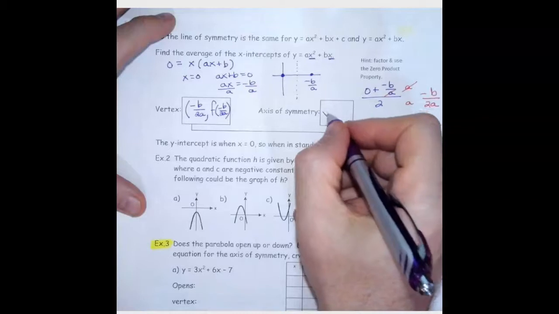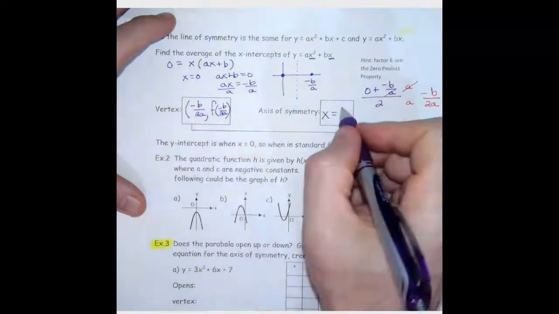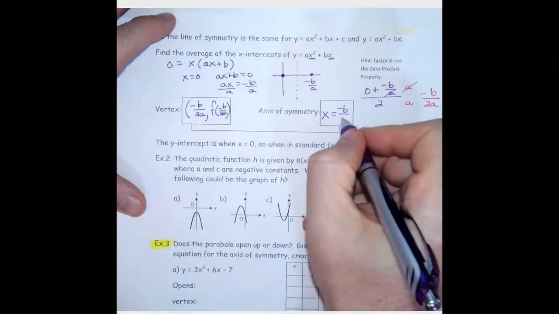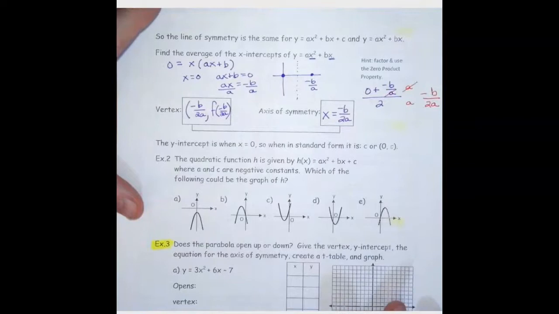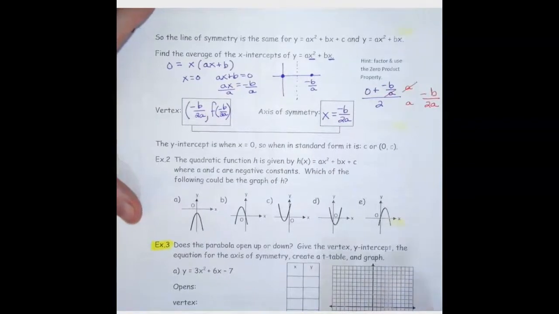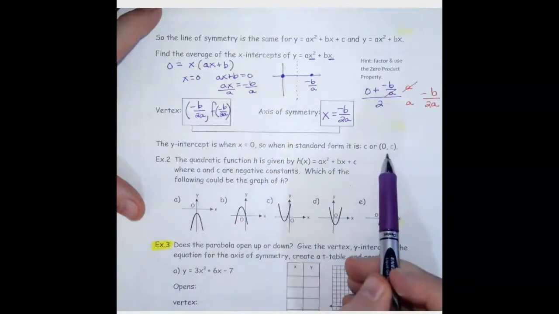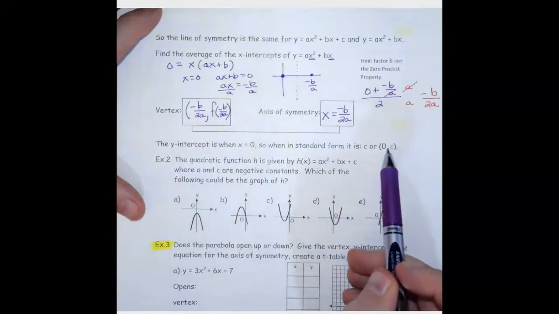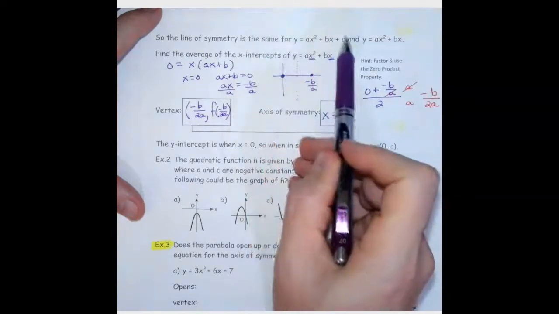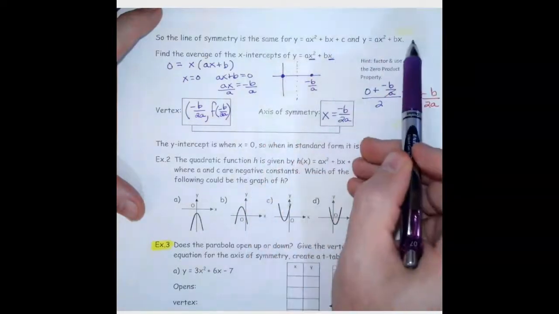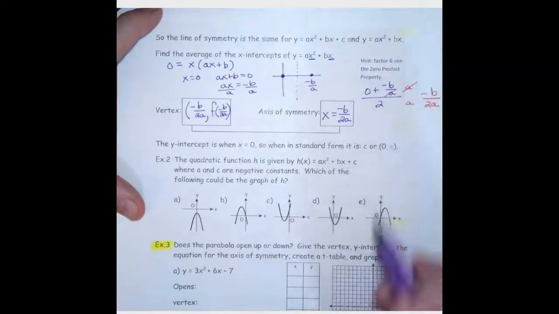Now your axis of symmetry is always going to be x equals whatever the x-coordinate of the vertex is. So that's something we need to memorize. The y-intercept is when x equals 0. So in standard form, then that's going to be c. Because if we plug in 0 for x, then y equals c. Unless c equals 0. Well, still, y equals 0 could equal 0 also.